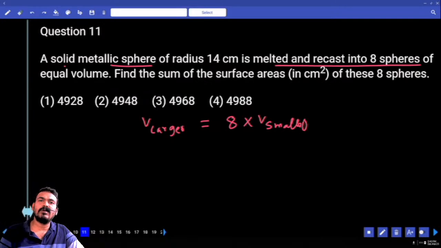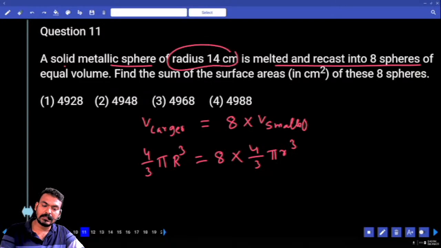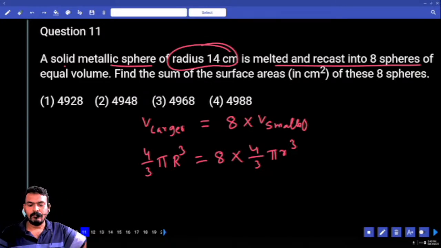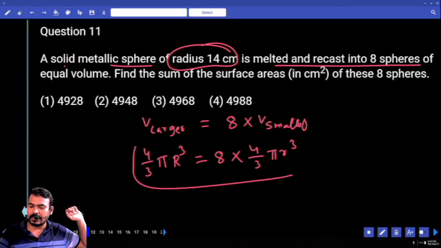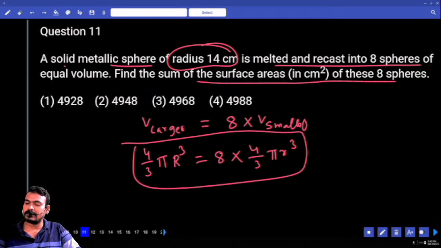Okay. What is the volume of a larger one? Sphere volume 4 by 3 pi capital R cube. Next 8 into 4 by 3 pi small r cube. Okay, and already we know the radius of the larger sphere. Obviously we get the radius of the smaller one. What is the question here? Find the sum of the surface areas of these 8 spheres.